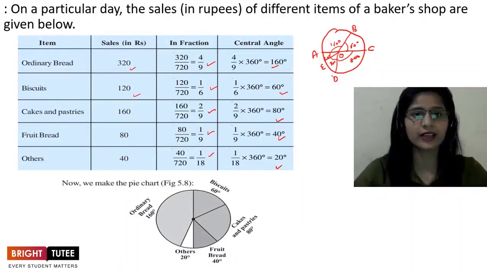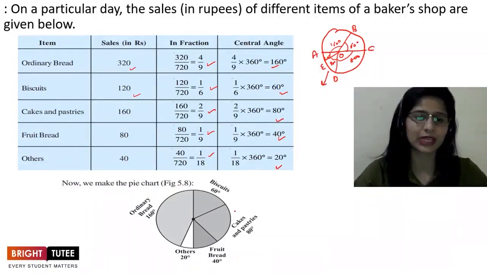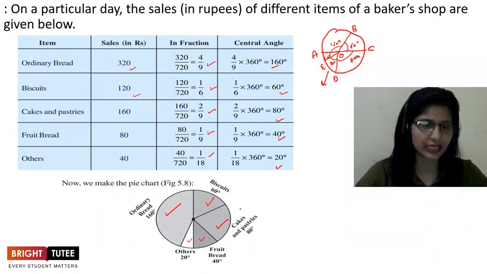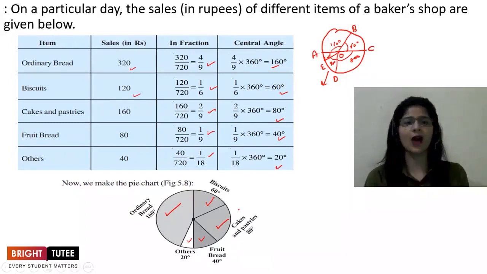So as you can see here, this was a rough sketch of it, and if you use a proper circle and proper lines, the circle will look like this. So we got 160 degrees for ordinary bread, that's the greatest part, and 60 degrees for biscuits. Then 80 degrees is for cakes and pastries, that is shown here. Then 40 degrees for fruit breads, and then 20 degrees for others, right? So this is how we actually make a pie chart, right?